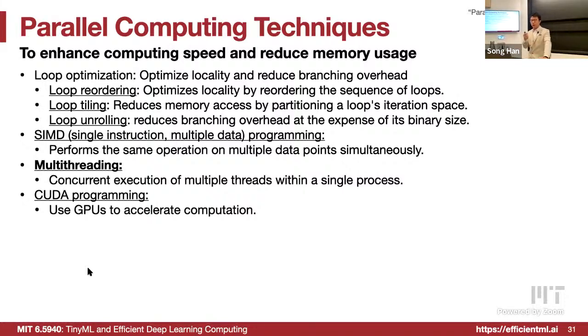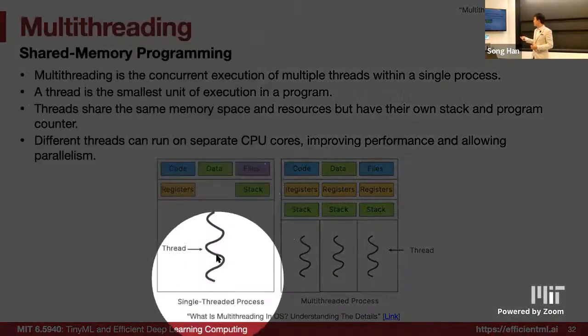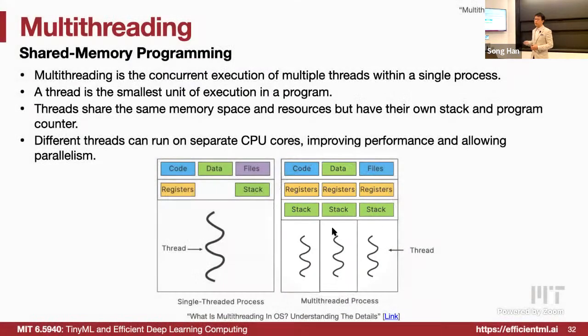Next, we are going to switch gears to talk about multi-threading. We are also going to exploit this technique to implement Lab 5, which is concurrent execution of multiple threads within a single process. So this is the basic programming model of shared memory programming. This is a single-threaded process versus a multi-threaded process. Let's see what the difference is.